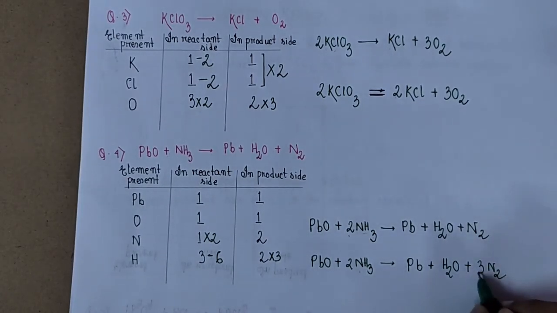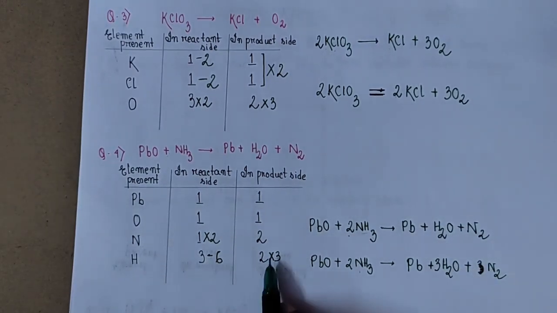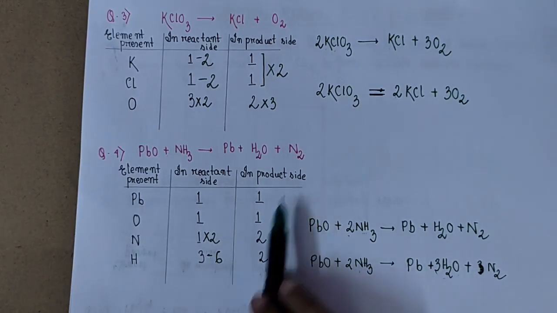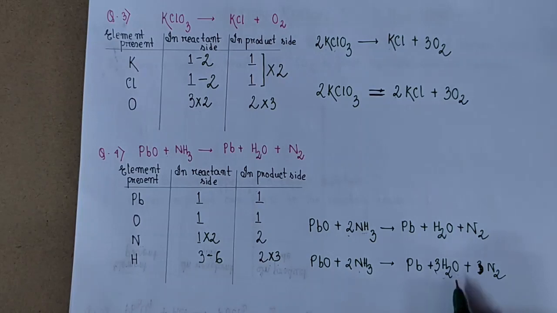Oh, sorry, what I have done is that I have written this 3 in nitrogen, but it must be in hydrogen. No, because we have to multiply this product side hydrogen with 3. So now the hydrogen is 6 in the reactant side, and this is also 6 in the product side. Now what about this oxygen? Whenever we multiply the product side, the reactant side nitrogen and hydrogen, then what will happen? The number of oxygen count will also change.